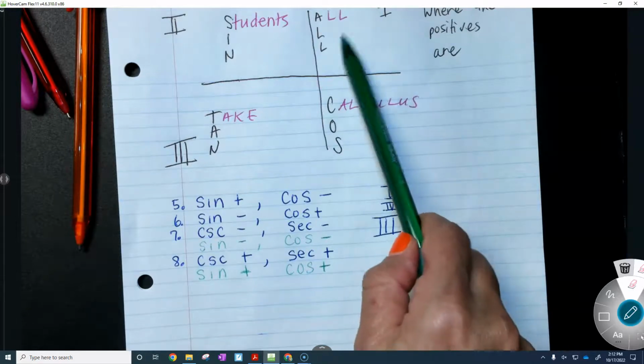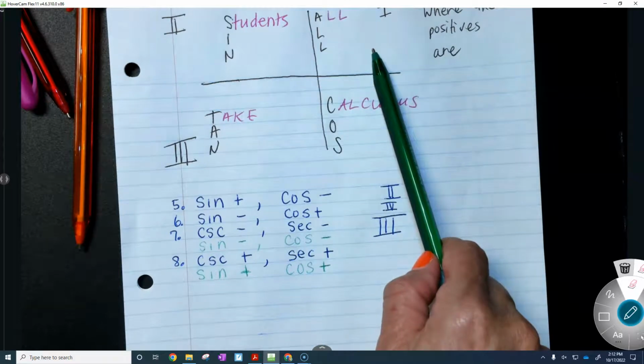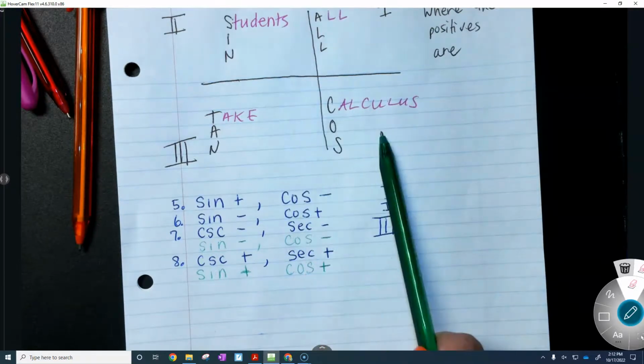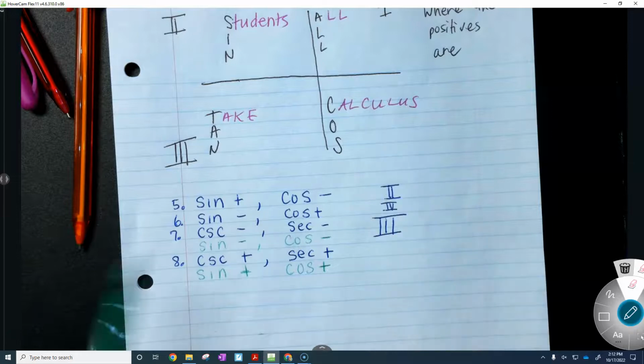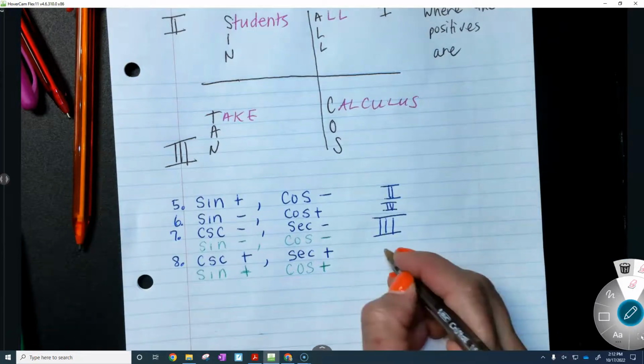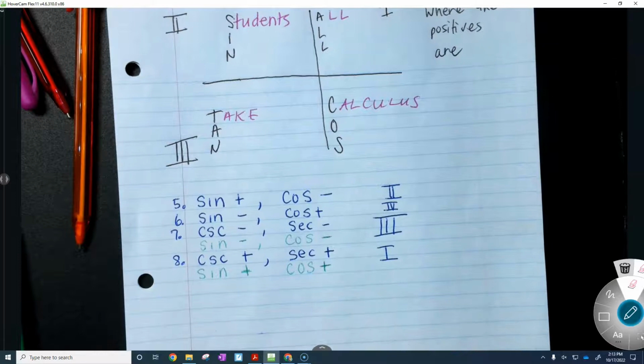Quadrant 1, where they're all positive. The other ones have negatives. So this is quadrant 1. There's only one place where they're both positive.